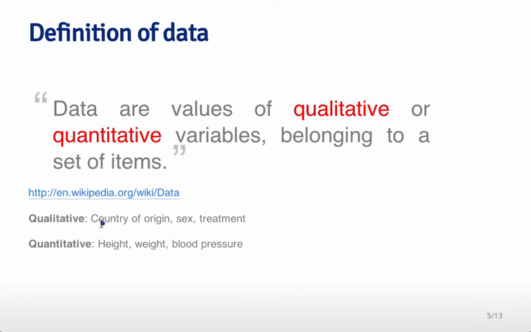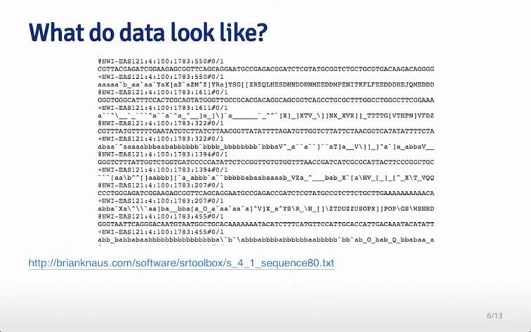Qualitative variables are things like country of origin, sex, or treatment. They're not necessarily ordered, and they're not necessarily measurements in that way. Quantitative measurements, on the other hand, are usually measured on a continuous scale. They're things like height, weight, and blood pressure, and they usually have an ordering on that scale.